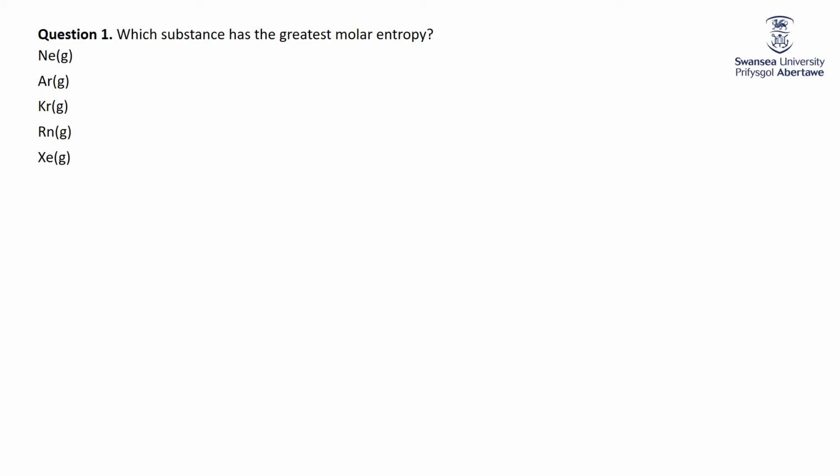So we start off with some nice simple questions about entropy. Which substance has the greatest molar entropy? Well, when you're comparing the entropy of similar type substances, the one that's the largest has got the bigger entropy. Now, largest might be the one with more atoms, more bonds, in this particular case, more electrons, because all of these are the noble gases. So which is the biggest noble gas? And the answer is radon right there.